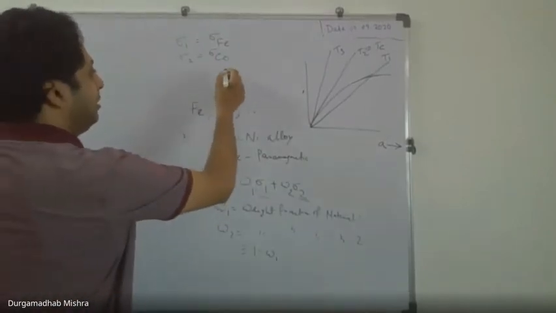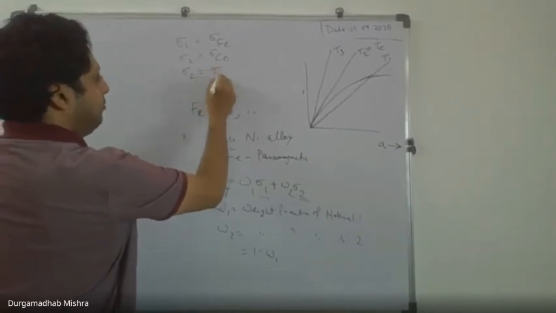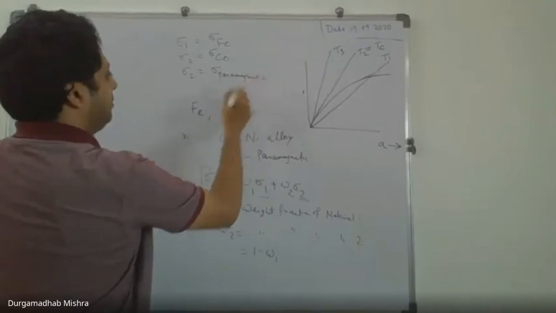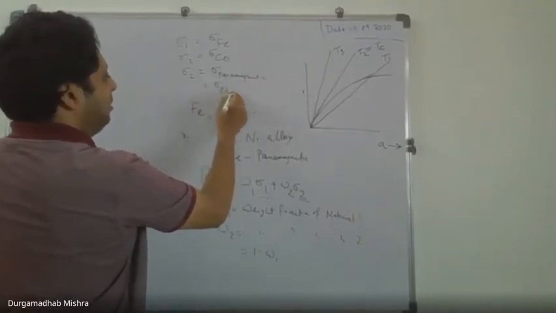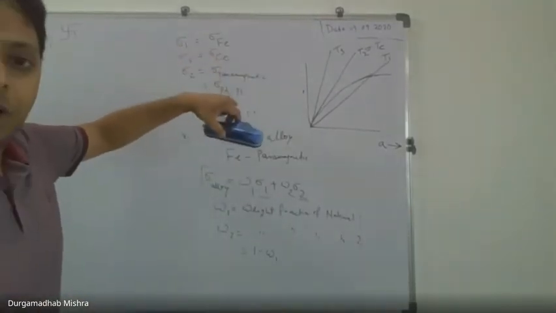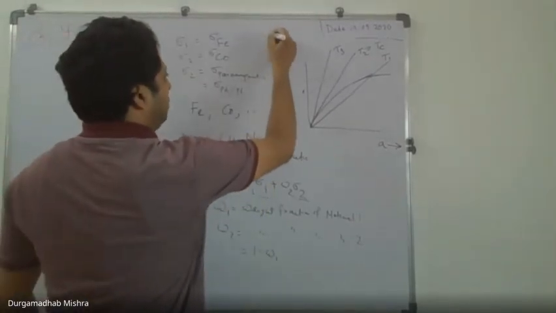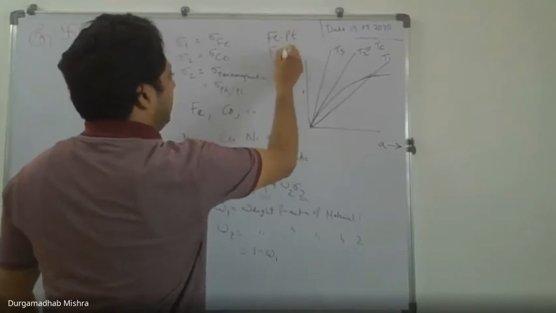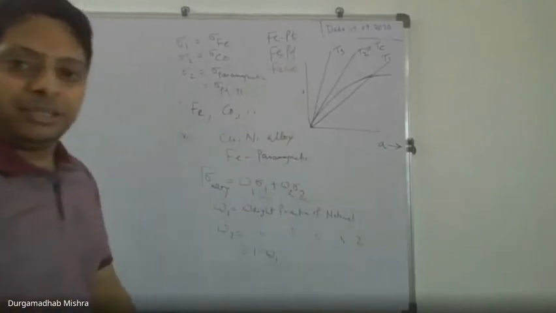Similarly, sigma 2 can also be a paramagnet. That can also be a paramagnetic material, maybe palladium or platinum. So iron palladium or iron platinum, that kind of alloy you can also have. So iron cobalt, iron palladium, these are some examples.